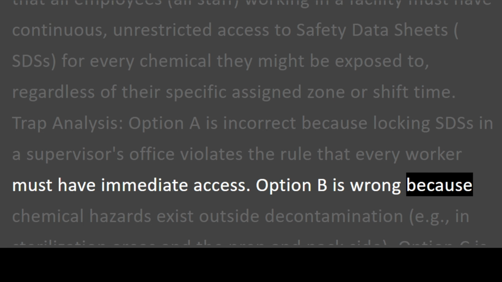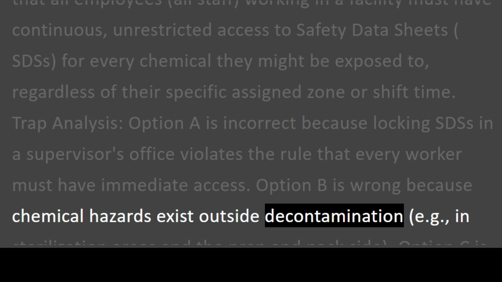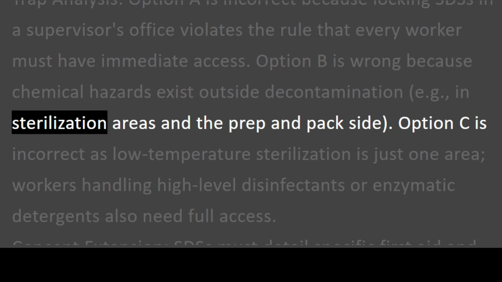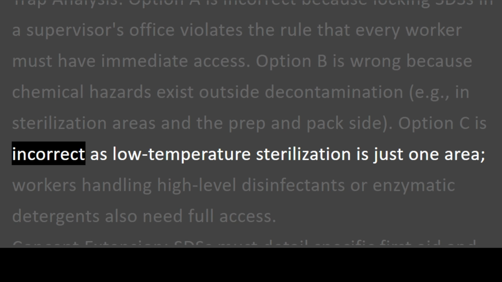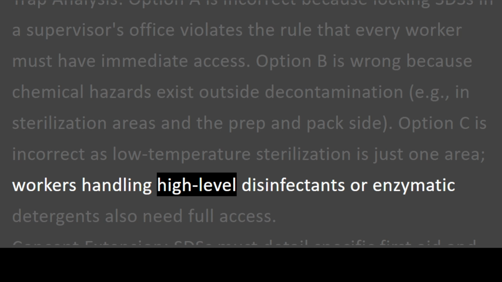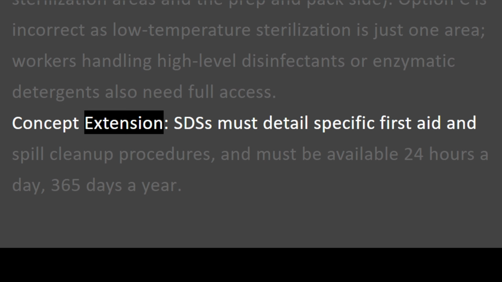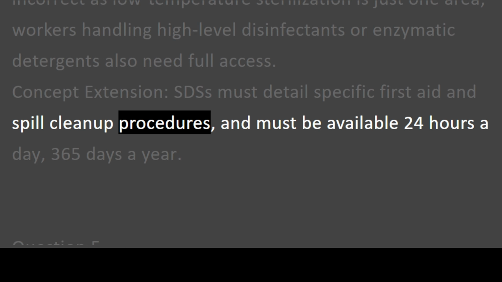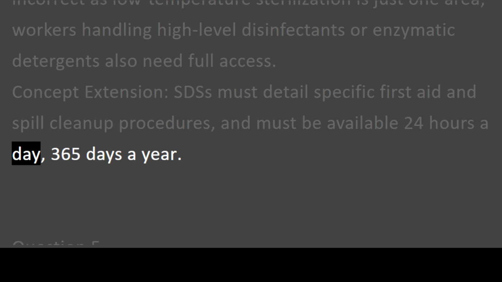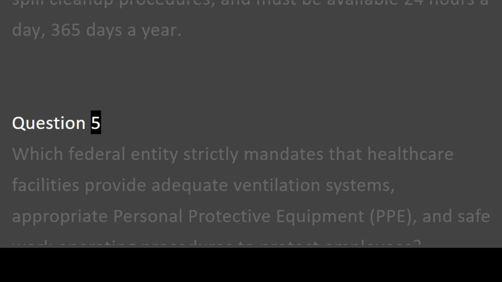Option B is wrong because chemical hazards exist outside decontamination, e.g., in sterilization areas and the prep and pack side. Option C is incorrect as low-temperature sterilization is just one area. Workers handling high-level disinfectants or enzymatic detergents also need full access. Concept extension. SDSs must detail specific first aid and spill cleanup procedures, and must be available 24 hours a day, 365 days a year.